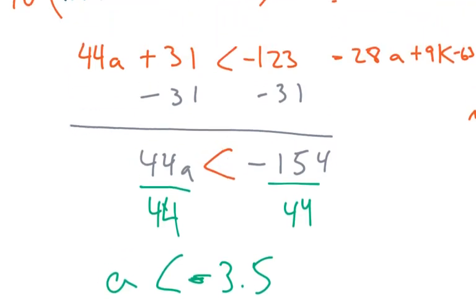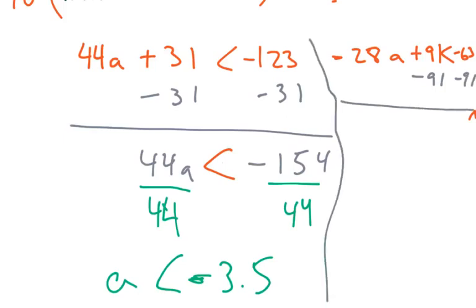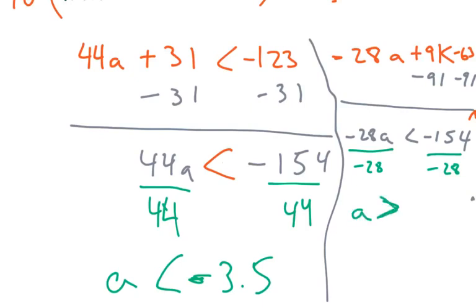Okay, let's do the other side here. More of the same. So we're going to subtract 91. Sorry, it's a little smashed there. Interestingly, we get the same thing. And 154, I forgot to put a 4 there. And then we'll divide by -28. And here we're going to switch the inequality, and this is going to give me 5.5.